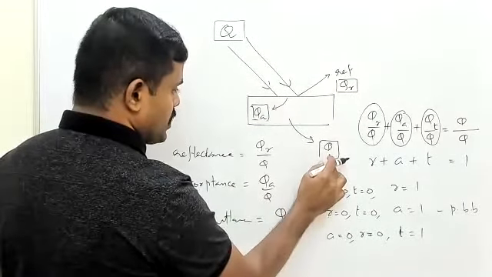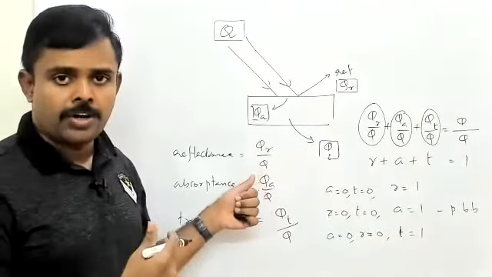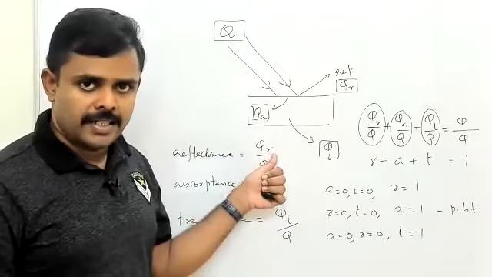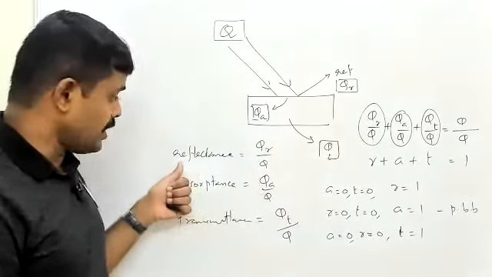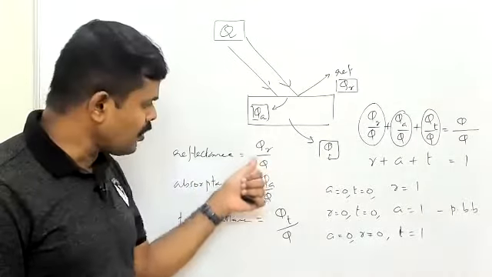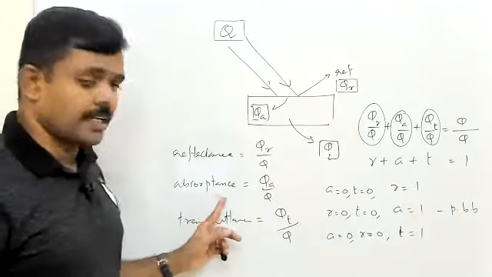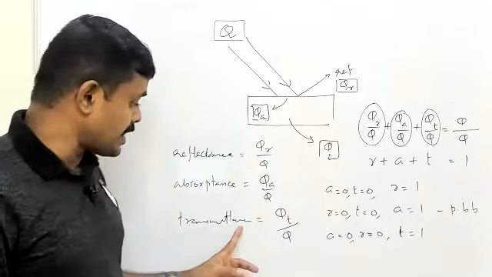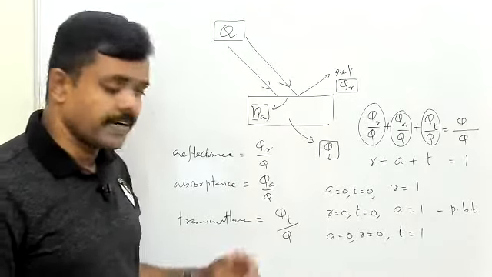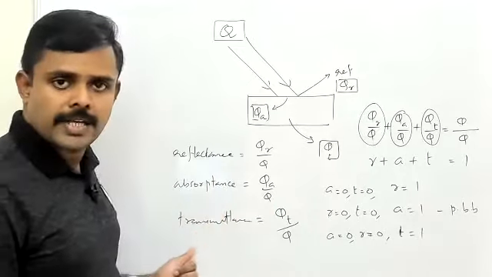There are 3 components here, right? And then I'm taking QR by Q: the amount of energy reflected to the amount of energy falling on it. That is called reflectance. That means out of the incident radiation, how much is reflected? Similarly, absorptance: how much is absorbed? QA divided by Q. And then how much is transmitted? Transmittance, QT divided by Q. So this is reflectance, this is absorptance, this is transmittance.